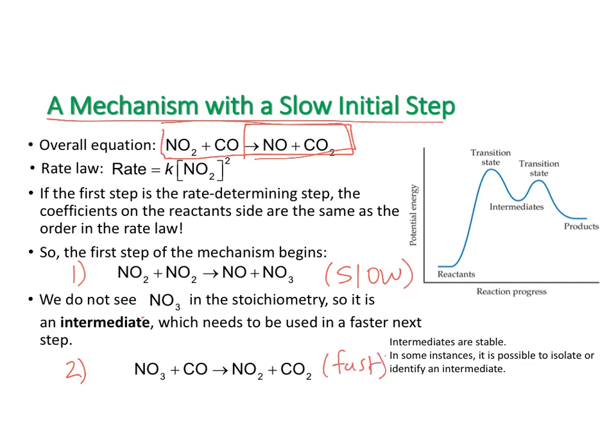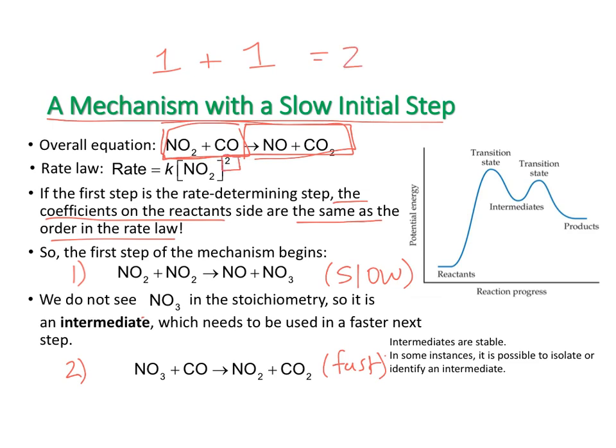Whenever you have a reaction like this with a slow first step, the coefficients of the reactants will be the same as the order in the rate law. So here we have 2 reactants. Each of them has a coefficient of 1, right? The NO2 has 1 and then the CO has 1. When you add this up, you get 2. So overall, this is our order.